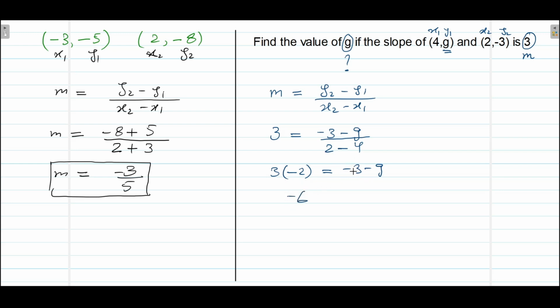This negative 3 when it goes on the left hand side, sorry, it will be negative 6 plus 3 is equal to negative g, and from here I'll get negative 3 is equal to negative g, and finally the value of g will be equal to positive 3. So this was one more example of slope, but in this question we were supposed to find the value of g when we already had the value of the slope.